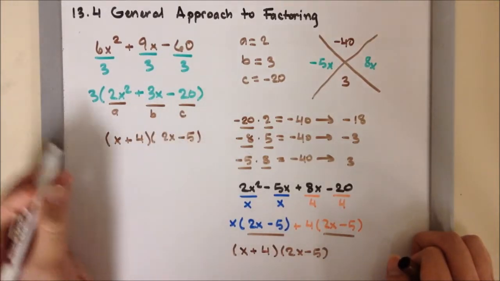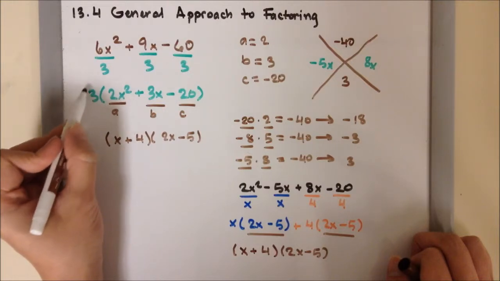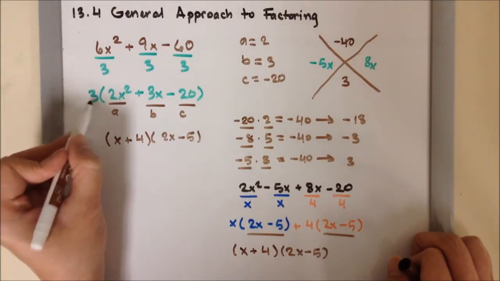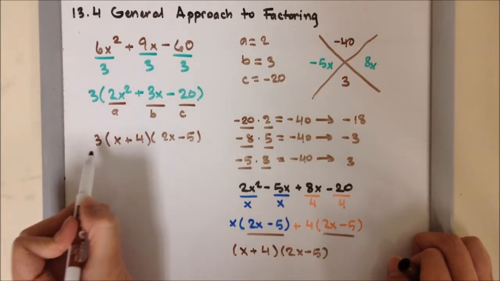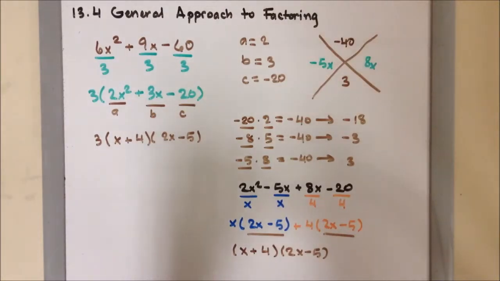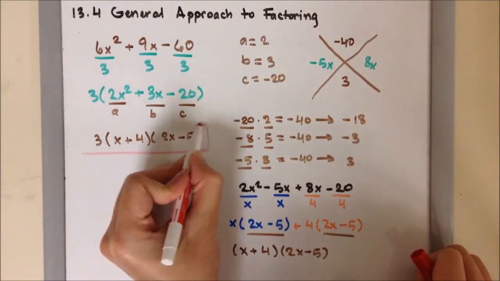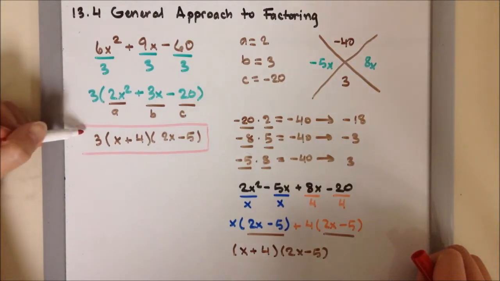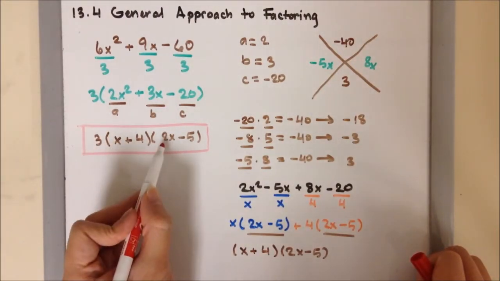But remember, I also factored by GCF, which is that 3. It didn't really disappear. It's still outside, so we'll bring it down here. My full answer is 3 times x plus 4 times 2x minus 5. So that is my full answer in factored form. Let me box that up. So here is our full answer: the 3, the x plus 4, and 2x minus 5.